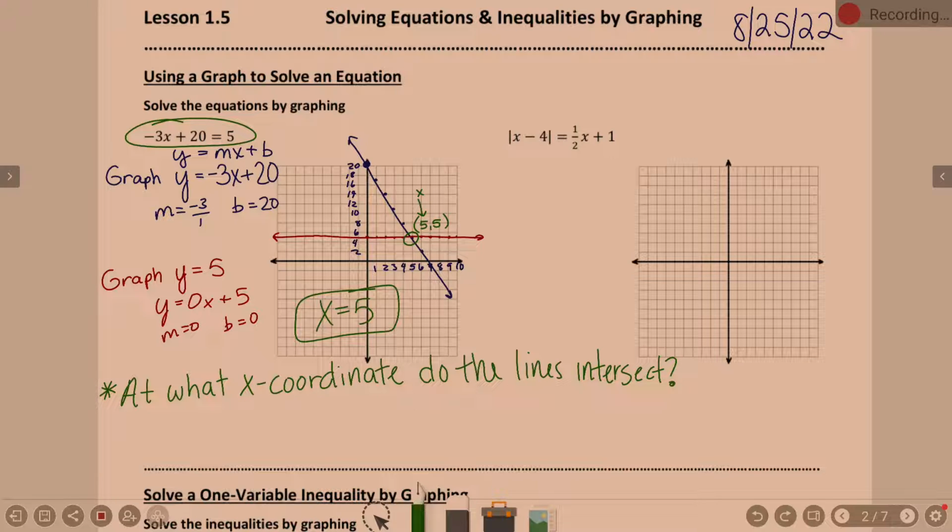How can we check our answer? Plug it in. Can you plug it into the original problem? Yep. Negative 3 times 5 is negative 15, plus 20 is 5. 5 equals 5, right? Yeah. Or does it make sense, okay, I used my old school algebra tools. I subtracted 20 from 5, got negative 15, divided by negative 3, oh hey, guess what? It's 5.